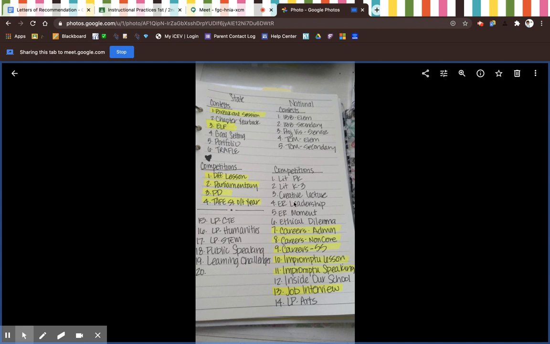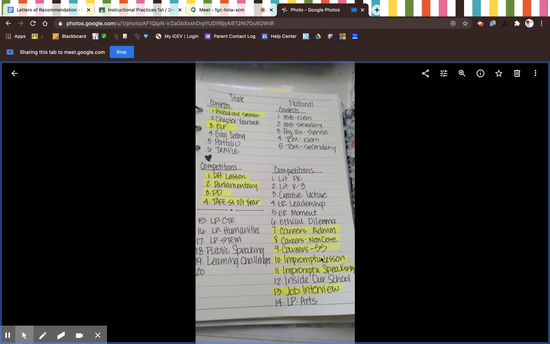Then on the national side, we talked about eliminating anything that would require you to be in close contact with somebody. So the career ones, obviously, because how are you going to shadow the administrator, right? How are you going to shadow a non-core teacher or support services? Impromptu lesson would be out, impromptu speaking would be out, and job interview would be out. Well, because if you think about it, how do we do impromptu lesson ahead of time? If I give everybody that's impromptu lesson the topic today and the video's due tomorrow, well, now you've had more than 7 minutes to prep, right?